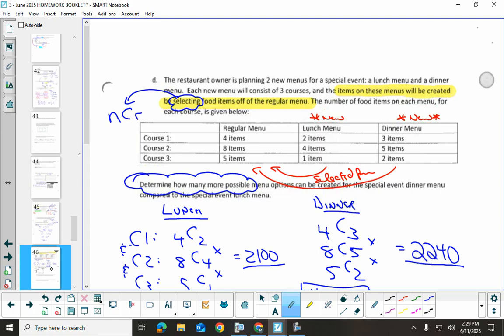So the key with this question was the word select. If you could recognize like, oh, select, that's a combination. If you could pick up that one word, hopefully that would help you do that question. Okay, so arrange is the blanks method. Select is NCR.